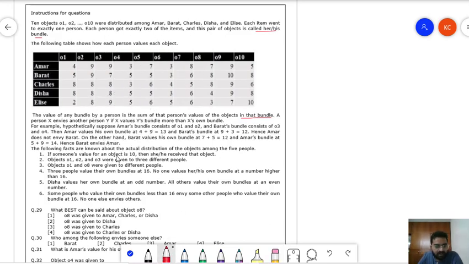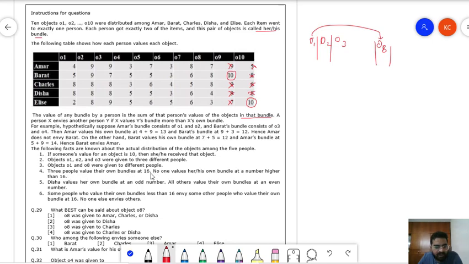If someone values an object 10, he or she has received that object. So this is definitely there. We'll cross these two. Other than this is also definitely there. Okay. O1, O2, O3 are given to three different persons. O1 and O8 are given to two different persons. Okay. This I'll also keep in mind.